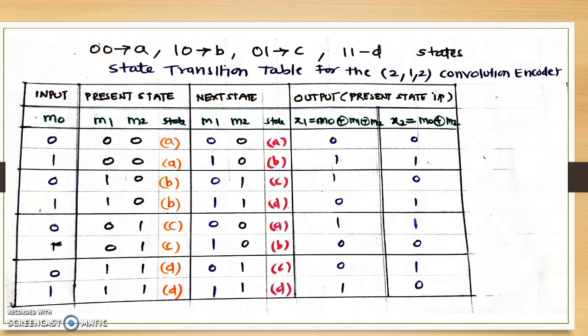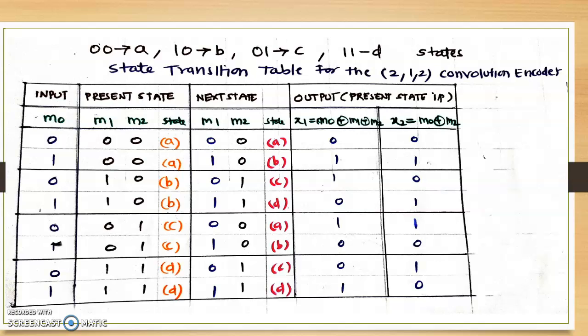Now, how to draw this table? In this table, first we'll have 4 present states, and I will test this once for 0 and once for 1. So I have written 00, 01, 10, 11 as the present states, and once I will give 0 as the input to that state, and another time I will give 1 as the input.